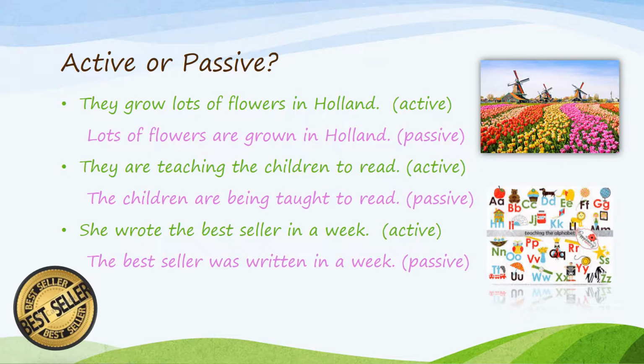They are teaching the children to read. This is an active sentence again because the performer is at the very beginning. The children are being taught to read is the passive form of this sentence. She wrote the bestseller in a week. Again, this is an active sentence because the performer is at the very beginning. The bestseller was written in a week. This is the passive form of that sentence. So, the two sentences give the same information, but they have different subjects. That's because they focus on different things.